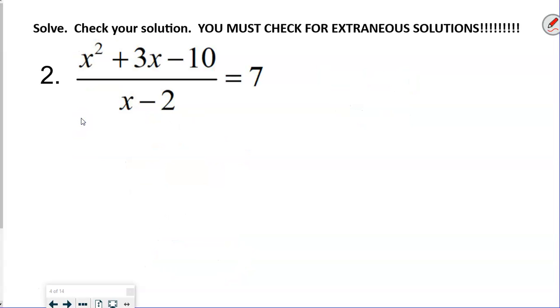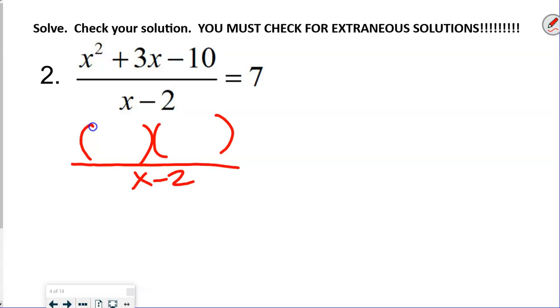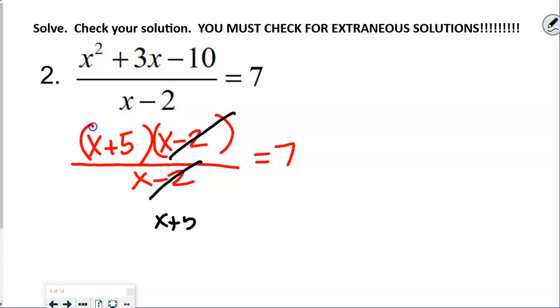So we're going to do the same thing here that we did with the other one. We're going to factor the numerator, put it over our x minus 2 equals 7. So again, we got an x and an x. What are the factors of negative 10 that when added together give us a positive 3? Obviously, we know one's going to be positive, one's going to be negative because it's a negative 10. So the only factors of 10 are 1 and 10 and 5 and 2. So this would have to be a positive 5 and a negative 2. Here again, we're looking for anything that's in the numerator and the denominator to cancel out. So we get x plus 5 equals 7. When we subtract 5 from both sides, x equals 2.